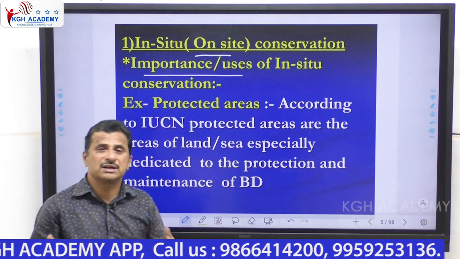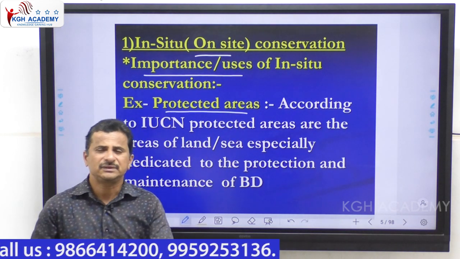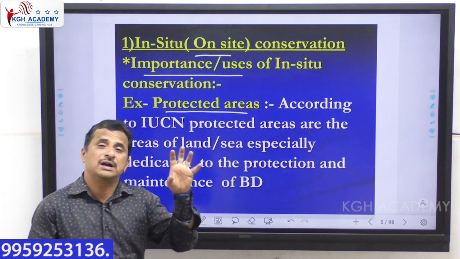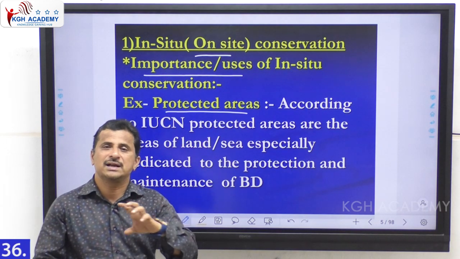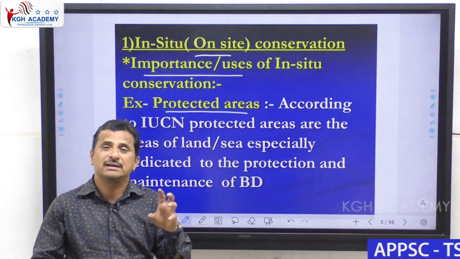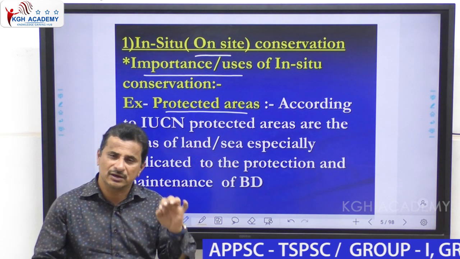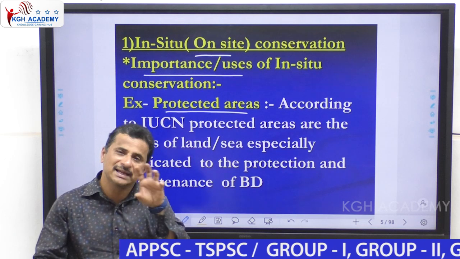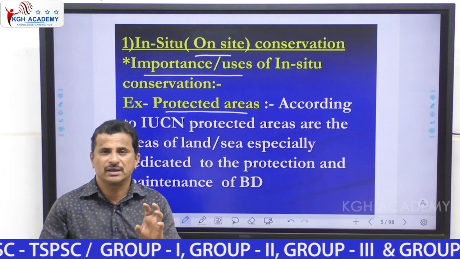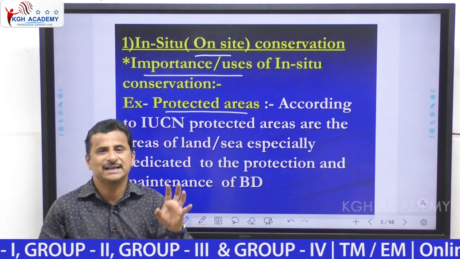In-situ conservation is possible by establishing protected areas. Then what are protected areas? Protected areas are areas of land or sea that are reserved for the betterment of wildlife, plants, animals, or organisms. Protected areas are legally established areas of land or sea, and they are helpful for the conservation of organisms, plants, and animal life.